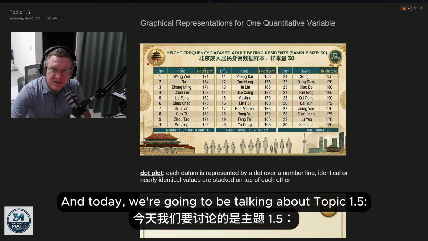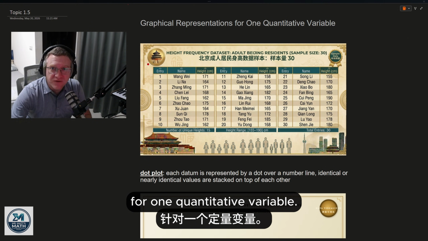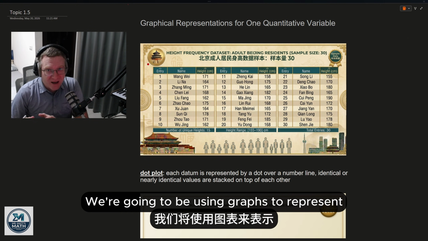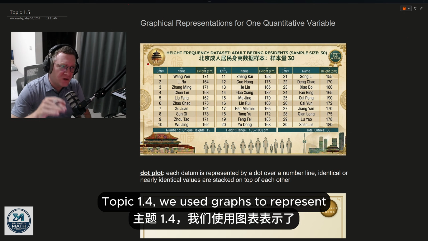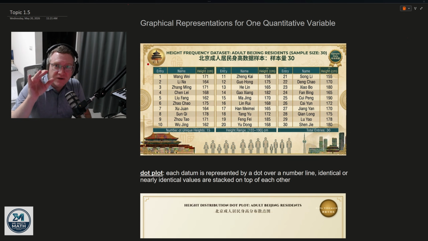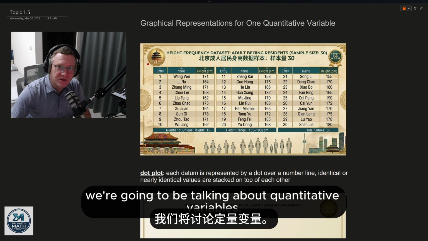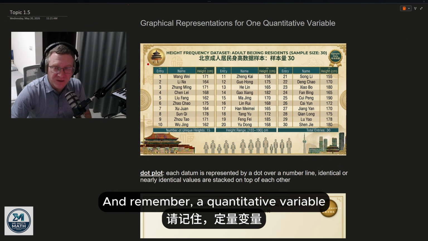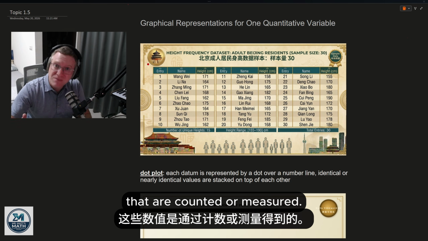Welcome to another of the AP statistics lessons, specifically for the new 2027 curriculum. Today we're going to be talking about topic 1.5, graphical representations for one quantitative variable. So we're going to be using graphs to represent a quantitative variable. In the last section, topic 1.4, we used graphs to represent values or a distribution of one categorical variable. Today we're going to be talking about quantitative variables. And remember, a quantitative variable is just a variable that takes on numerical values that are counted or measured.